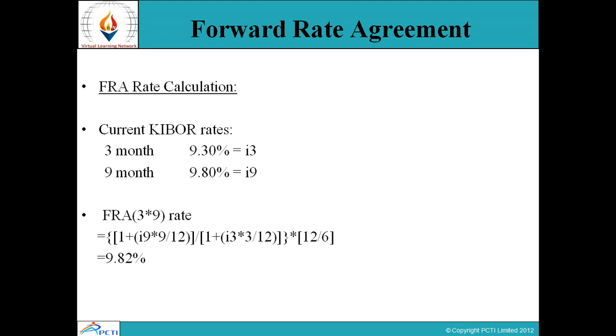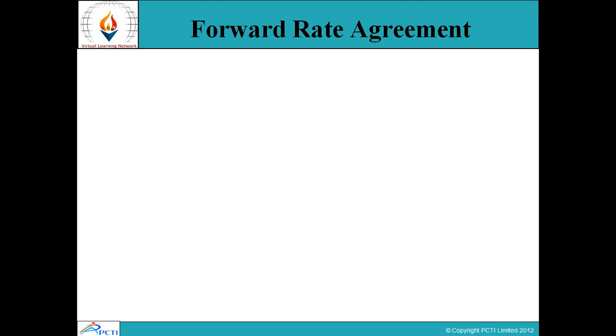FRA rate calculation. Current KIBOR rate, 3 months, is 9.30%, which is equal to I3. 9 month is 9.80%, which is equal to I9. FRA 3:9 rate is equal to [(1 + I9 × 9/12) / (1 + I3 × 3/12)] − 1, multiplied by 12/6, which is equal to 9.82%.